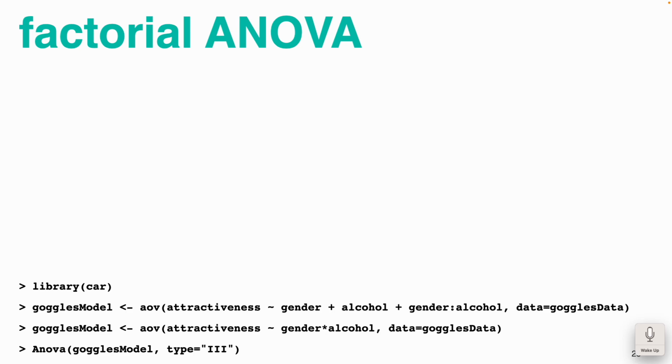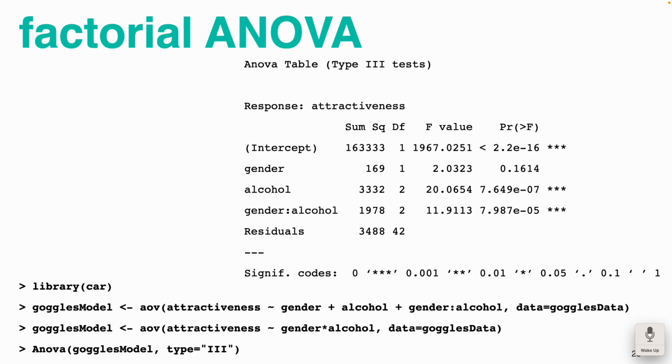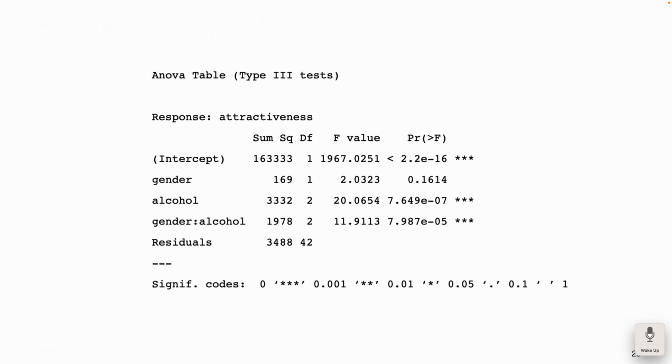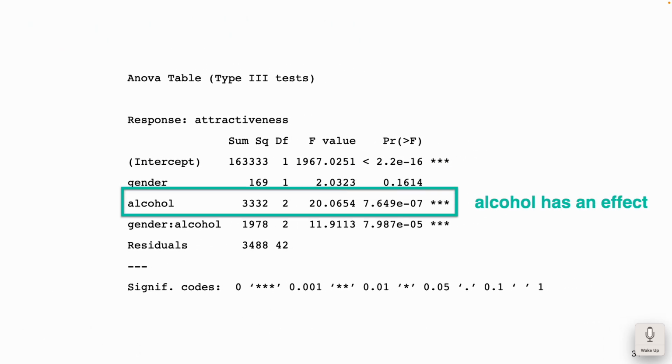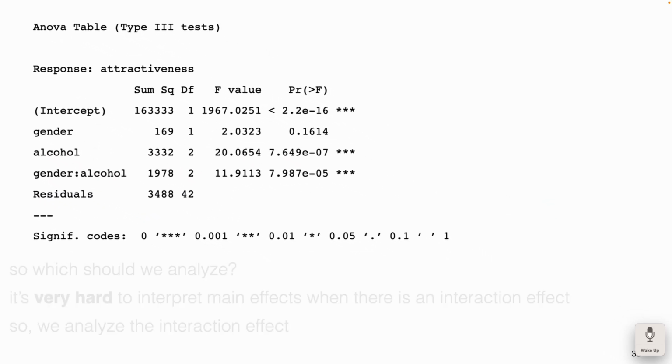And then we run our, what type do we run? Type 3, thank you. And this is the result. So what do we see? We don't see an effect due to gender. We do see an effect due to alcohol. But most importantly, we have an effect due to gender and alcohol combined, right? What we see is an interaction effect. So gender has no effect, alcohol has an effect, but the interaction effect is significant.